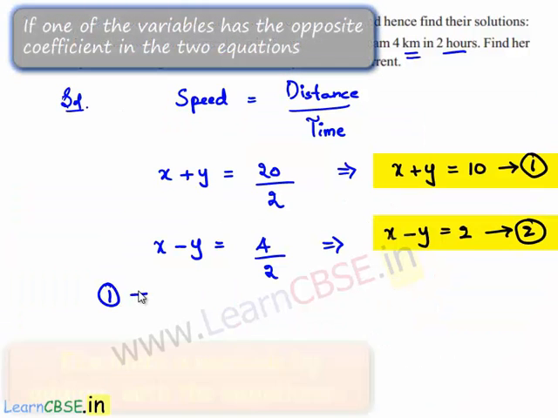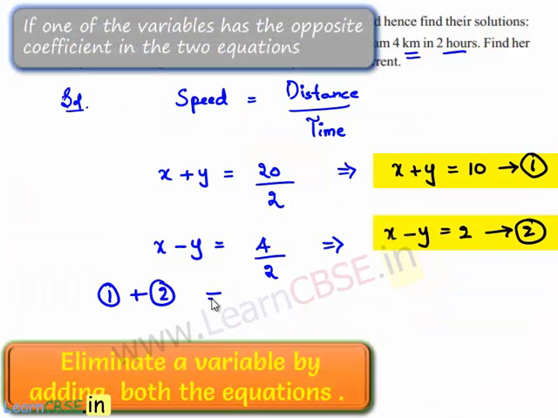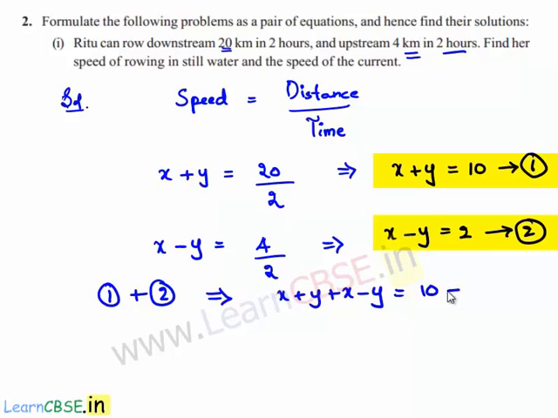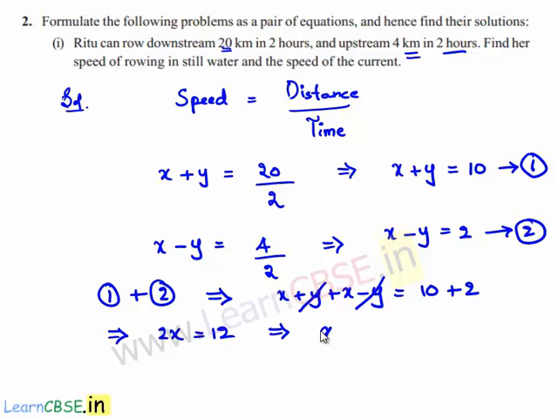Now equation 1 plus equation 2 implies x plus y plus x minus y is equal to 10 plus 2. So plus y and minus y will be cancelled. x plus x is 2x, which is equal to 12, which implies x is equal to 12 divided by 2. So we get x is equal to 6. So we found out the value of x, which is 6.